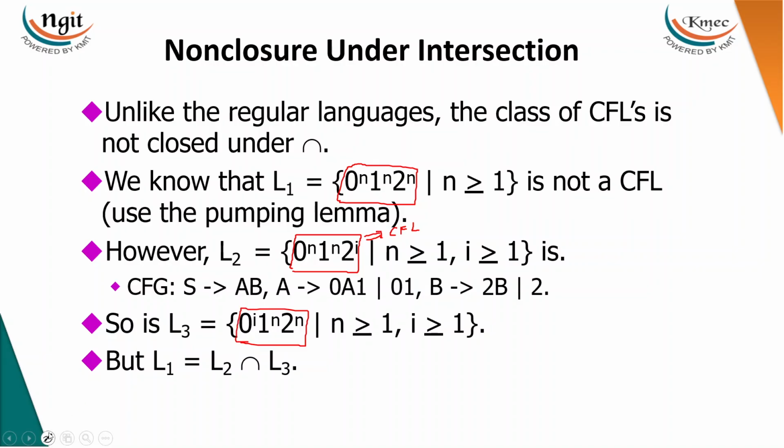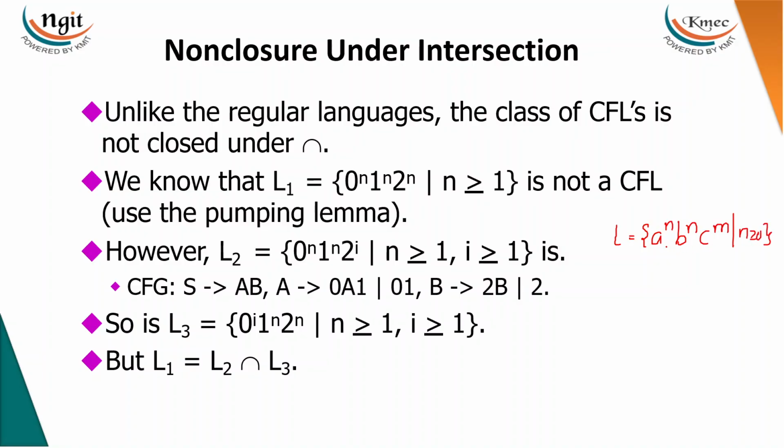Don't worry, let me just erase all. Don't worry about these examples whatever I mentioned here. Let me go with the other examples, guys. Other means the same, I'll write in a different way. For example, you'll be having L equivalent to A power n, B power n, C power m, such that n greater than or equivalent to 0. We have proved that this is a CFL. We have constructed the PDA. For every A push it, for every B pop the A. We don't have any dependence here.